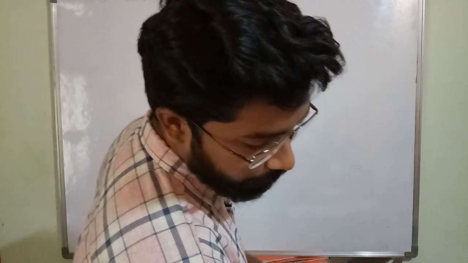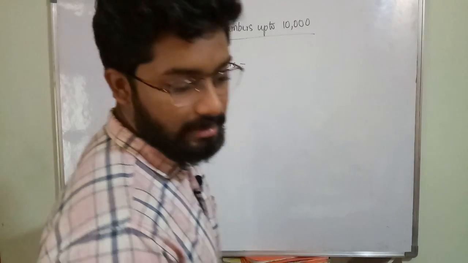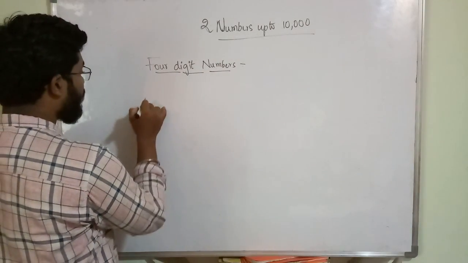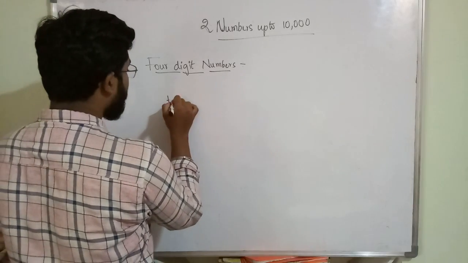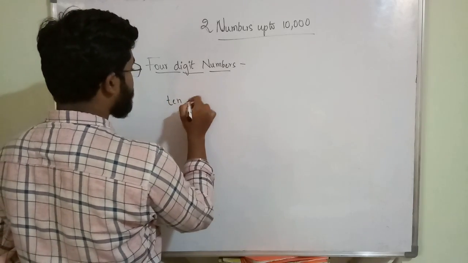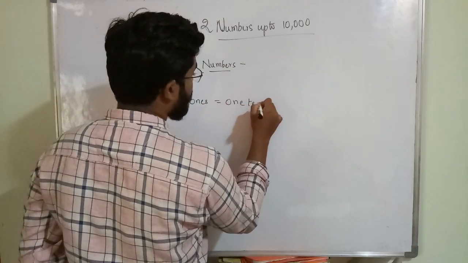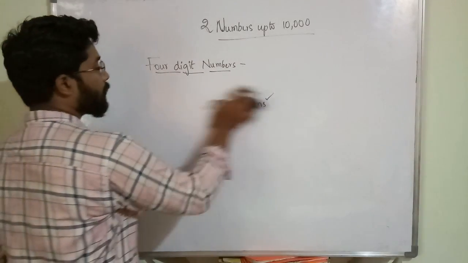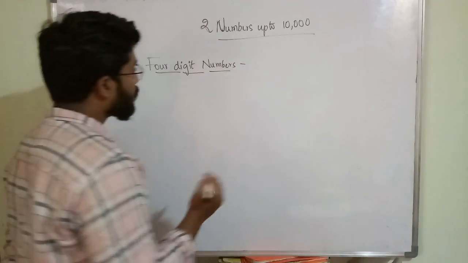Four digit numbers. In that we have discussed that 10 ones equal to 1 tens. So up to here it is clear, we have discussed in the previous class. That small 10 boxes equal to 1 big box, that we have discussed.